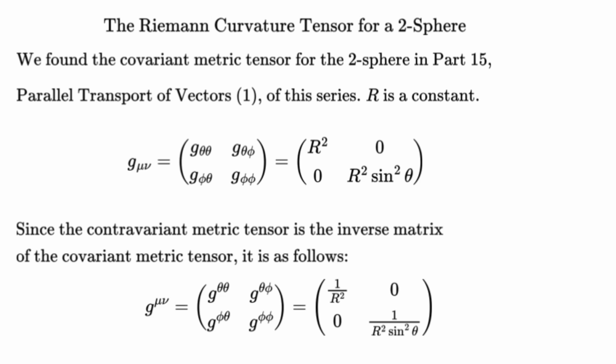The Riemann curvature tensor for a two-sphere. We found the covariant metric tensor for the two-sphere in Part 15, Parallel Transport of Vectors, 1, of this series. R is a constant. Since the contravariant metric tensor is the inverse matrix of the covariant metric tensor, it is as follows.